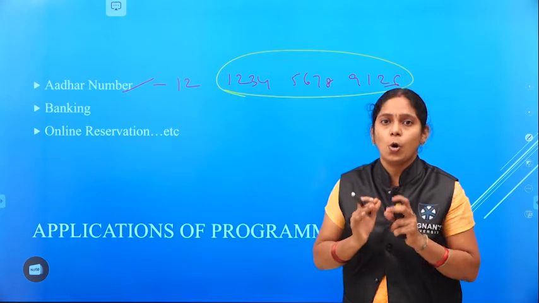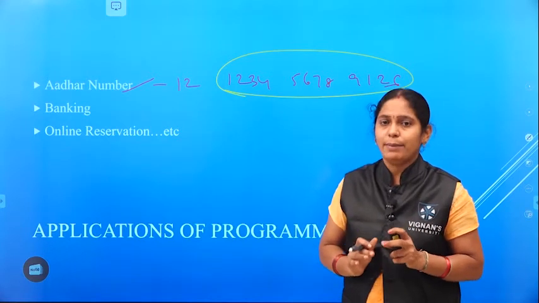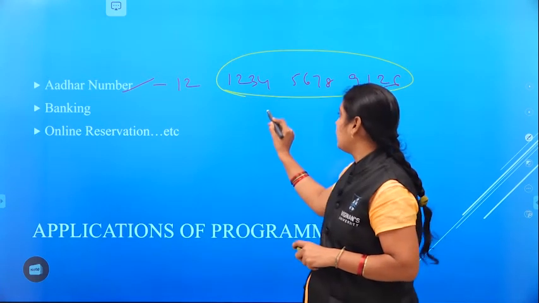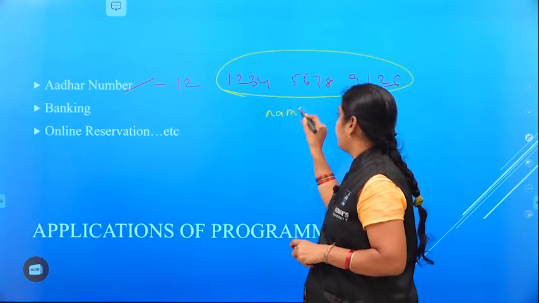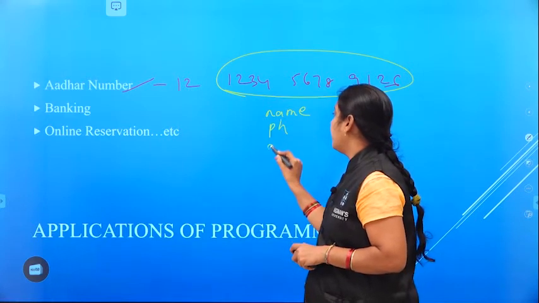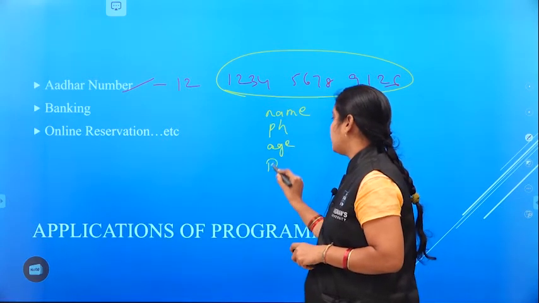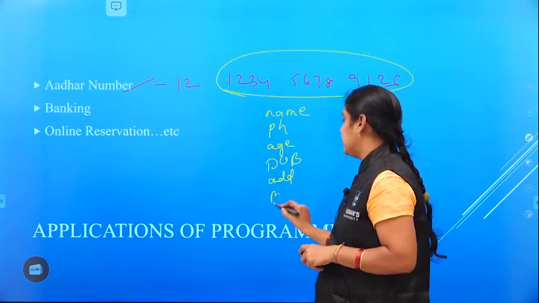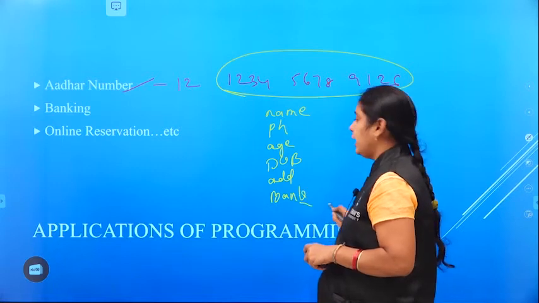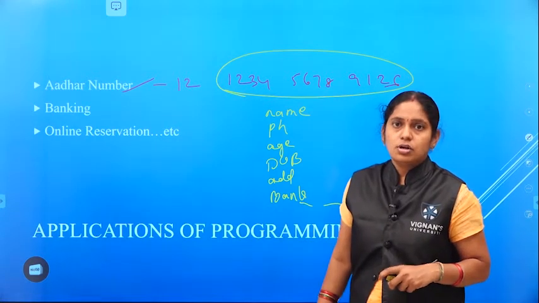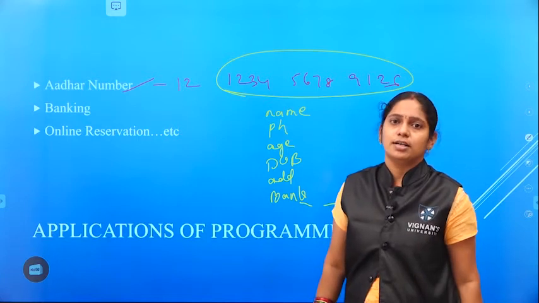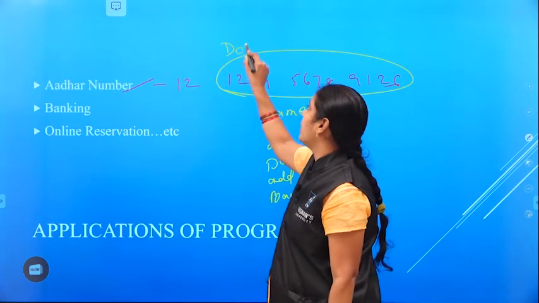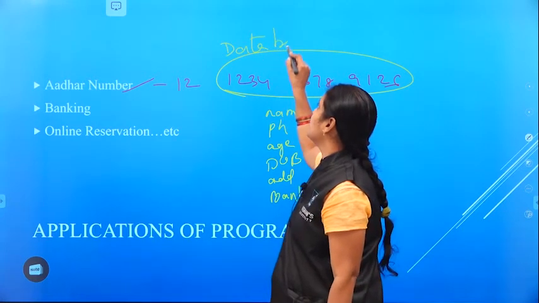Then, how can we maintain such a big amount of information? Name of the candidate, their phone number, age, date of birth, address, bank details, registrations, etc. To maintain such lengthy information, we should move to a database. Okay, good.